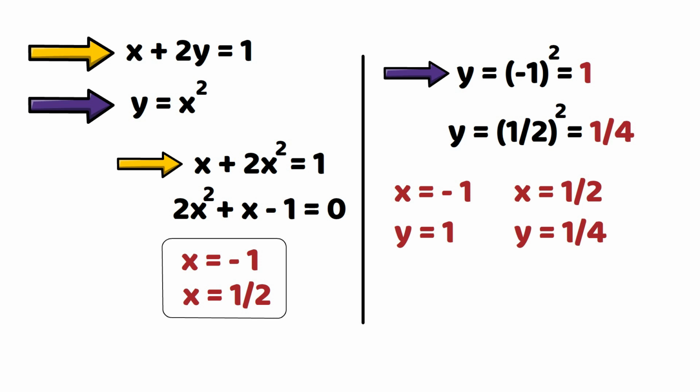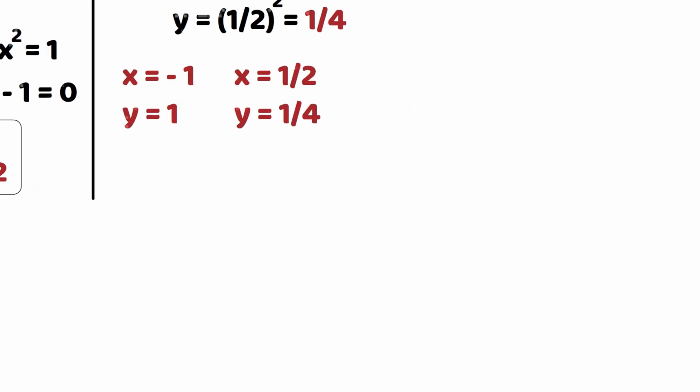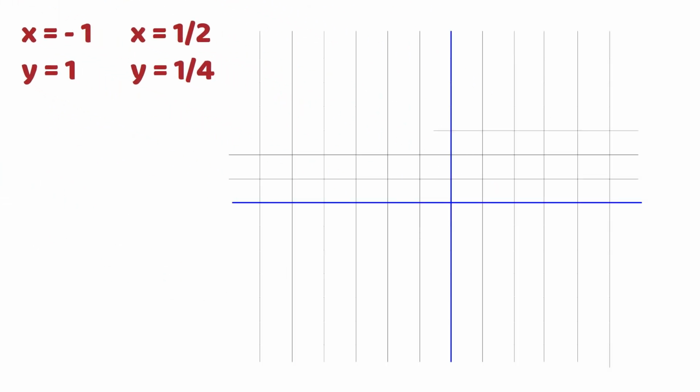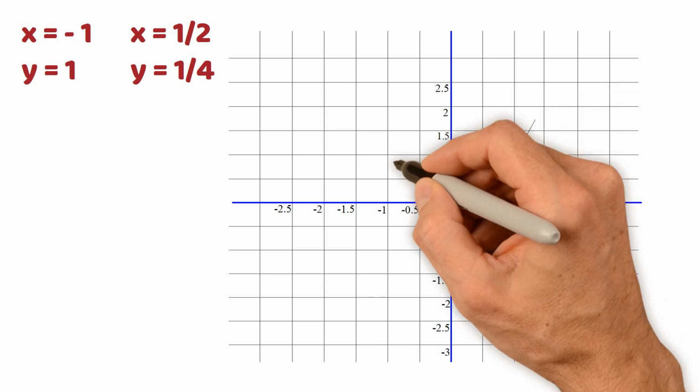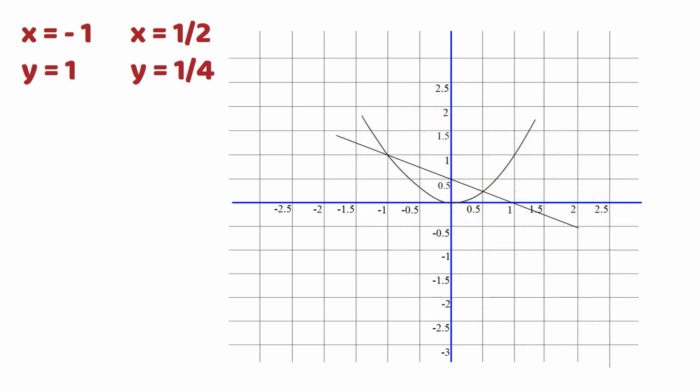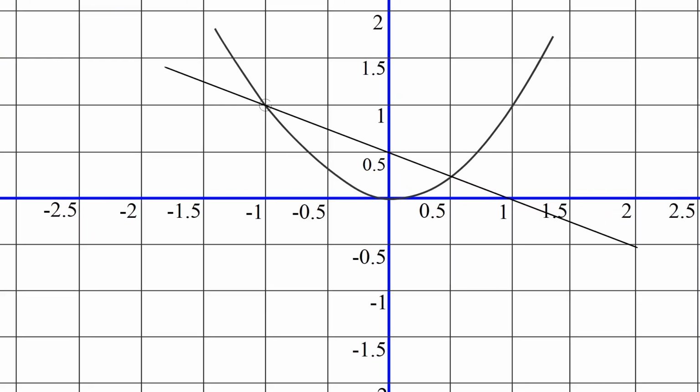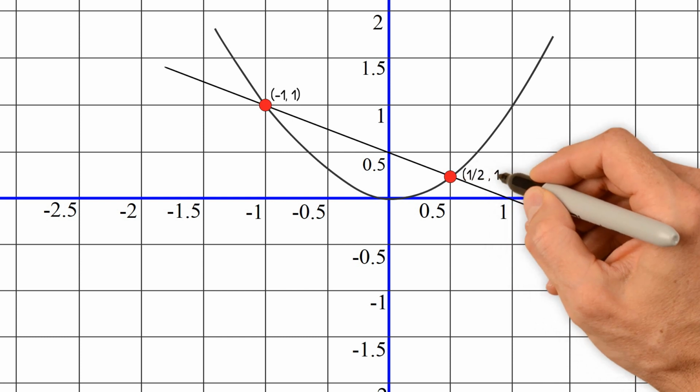Let's look at how you would solve this equation graphically. x plus 2y equals 1 is a straight line, and y equals x squared is a parabola. When they are graphed, the intersection points are what we're looking for. And as you can see, they intersect at negative 1, 1, and 1 half, 1 quarter.